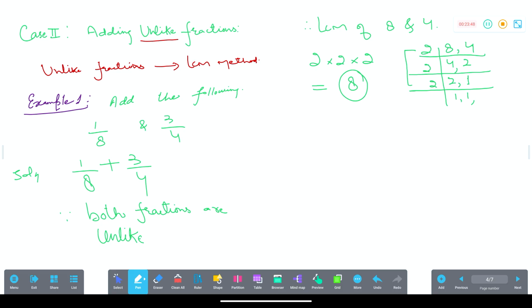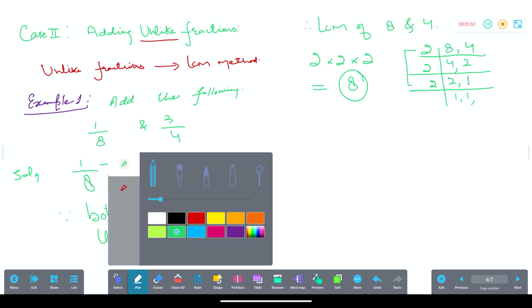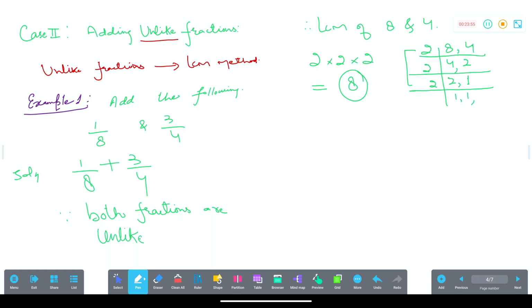So what do I have to do in the next step? I have to make the denominator of both these fractions equal to 8. Now you will wonder here, sir, the first fraction already has the denominator 8. Yes, we got it, no problem with that. We got the LCM 8. If any fraction already has the same denominator, we need not change it. Now carrying it on.